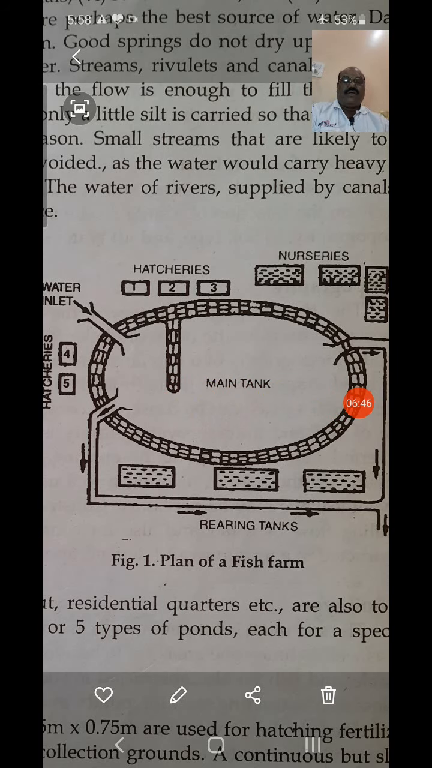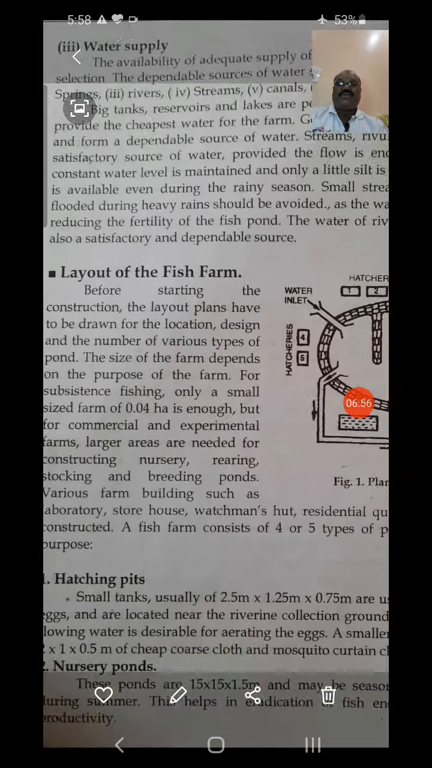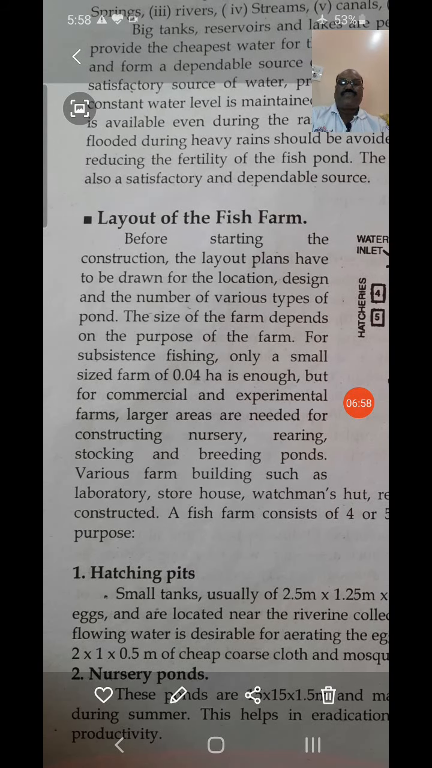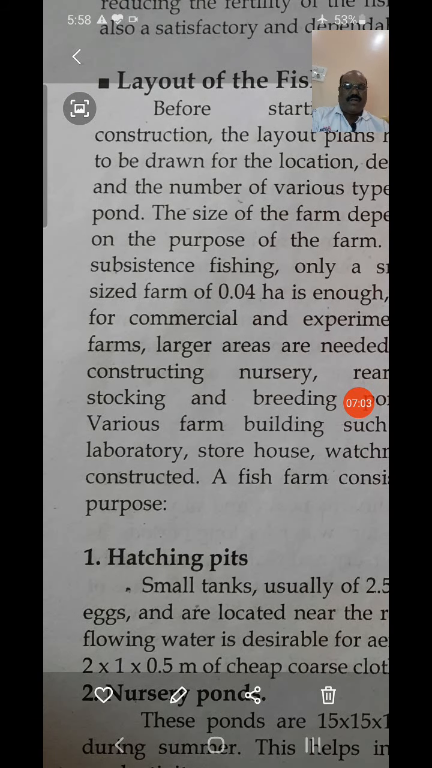Now, first of all, when we get the seeds of the fish, we have to put these seeds in the small ponds. Those ponds are called hatching pits. See here on the screen, hatching pits. So what are these hatching pits? These are small tanks, usually 2.5 meter by 1.25 meter by 0.75 meter.